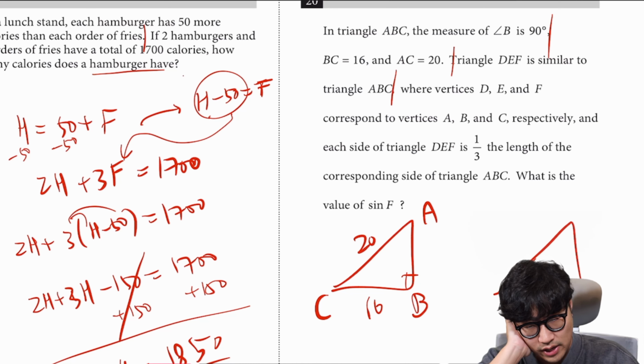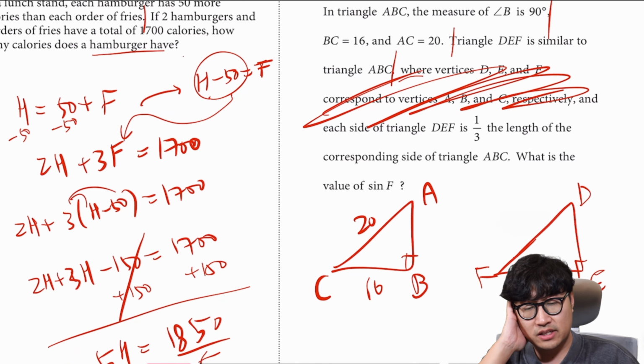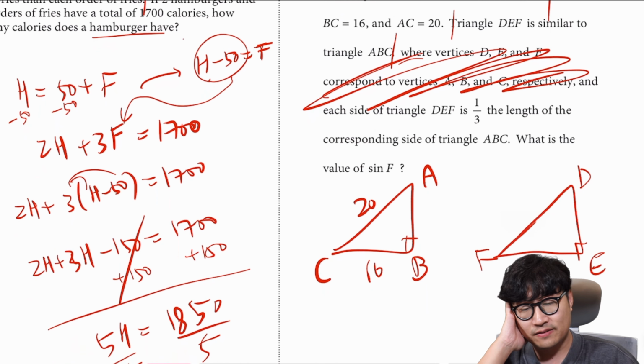And then, so A, B, C, D, E, F. So D, E, F in this particular order. And then, yeah, that is how to match that. And then each side of the triangle DEF is a third of the corresponding triangle. What is the value of sine of F?